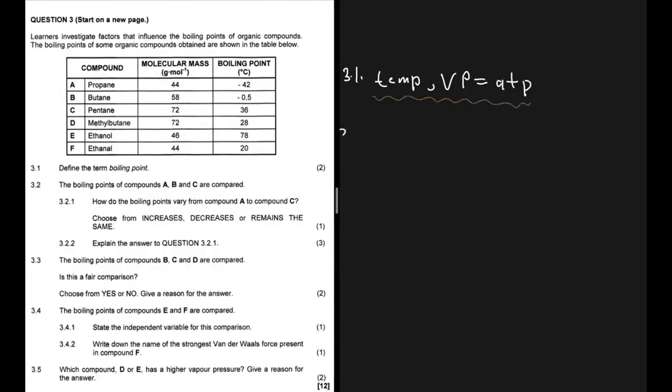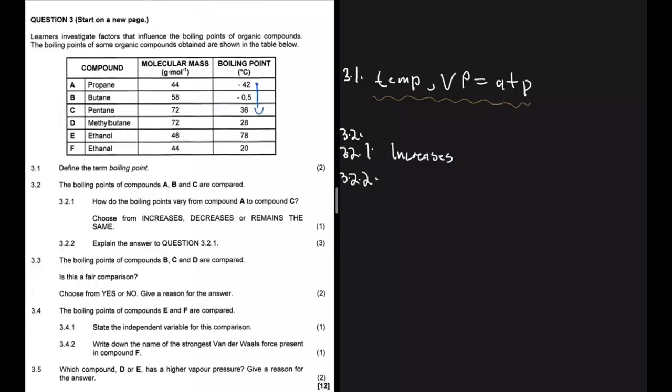And then 3.2 says the boiling points of compounds A, B, and C are compared. And then 3.2.1 says, how do the boiling points vary from compound A to C? So we come in here from compound A going to C. So we have minus 42, minus 0.5, and 36. Clearly, the boiling points are increasing, right? So for 3.2.1, we're going to write increases.